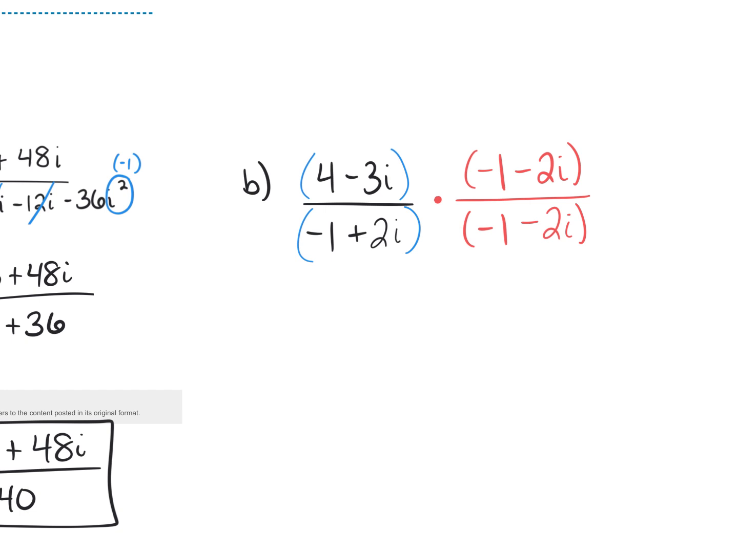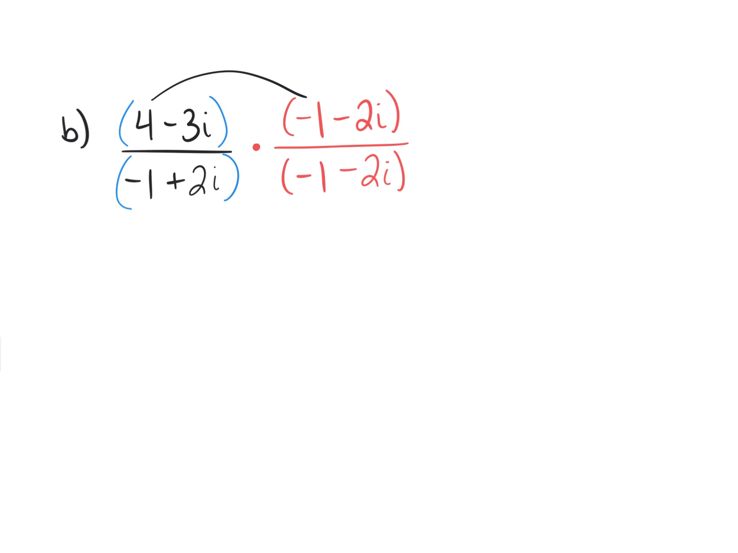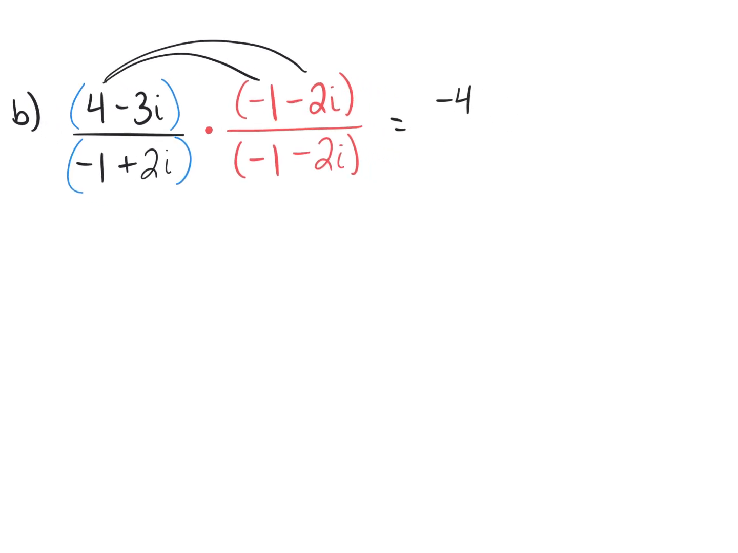Okay? Let's focus on the top first. What am I going to start distributing? Yep. 4 times negative 1? Negative 4. 4 times negative 2i? Negative 8i. Good. And then I have negative 3i times negative 1, plus 3i. And then negative 3i times negative 2i, 6i squared. Okay, just so you don't forget about it, circle that i squared. What does that i squared equal? Negative 1. Okay, let's move on to the bottom.